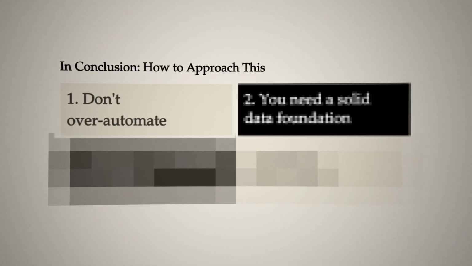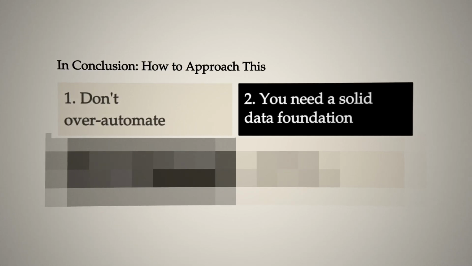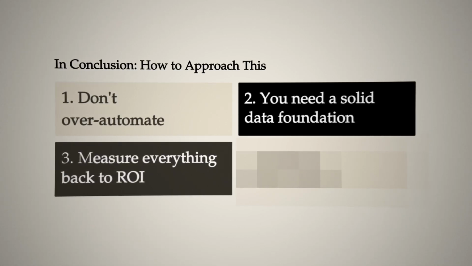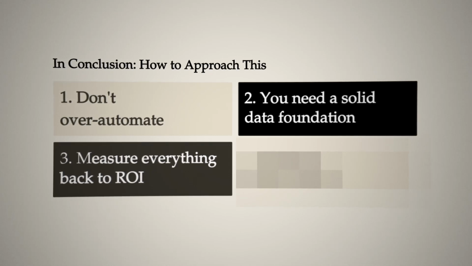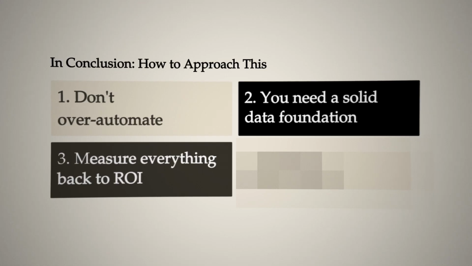The second part is you need a solid data foundation, and this is super important. If you don't have a data foundation, nothing's going to work. Number three is measure everything back to ROI. Really understand, if my agent is running 24/7, burning all these tokens, sending all these messages, how many leads is it getting? It's very tempting to get in this mindset of feeling like a developer and feeling productive when you're really just at a casino and the slot machine is Cursor.